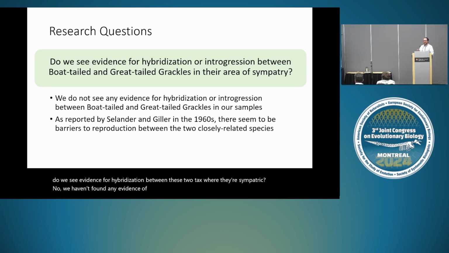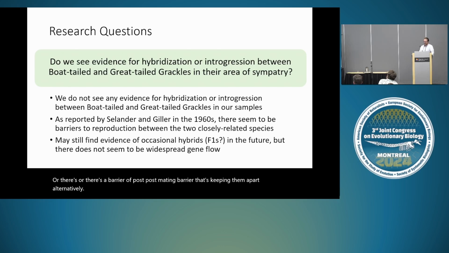As reported by Sealander and Giller in the 60s, there seem to be some barriers to reproduction between these two species, whether that's behavior, they do differ in song. It is fairly surprising, though, because they're quite similar. They can be difficult to identify in the field. They're difficult to identify as museum specimens. So it's interesting that they seem to be fairly good at identifying each other. Or alternatively, there's a post-mating barrier that's keeping them apart.